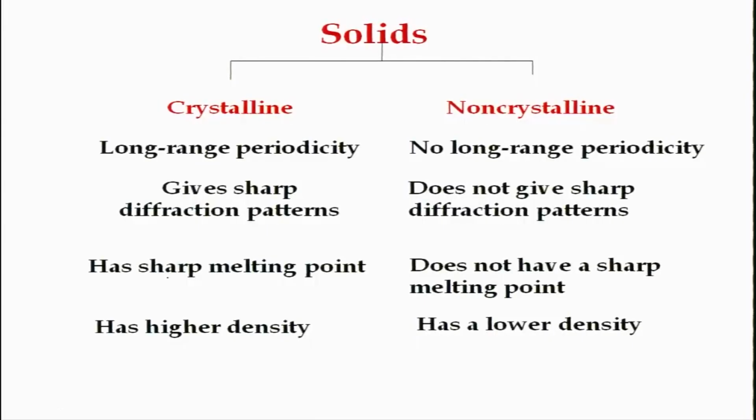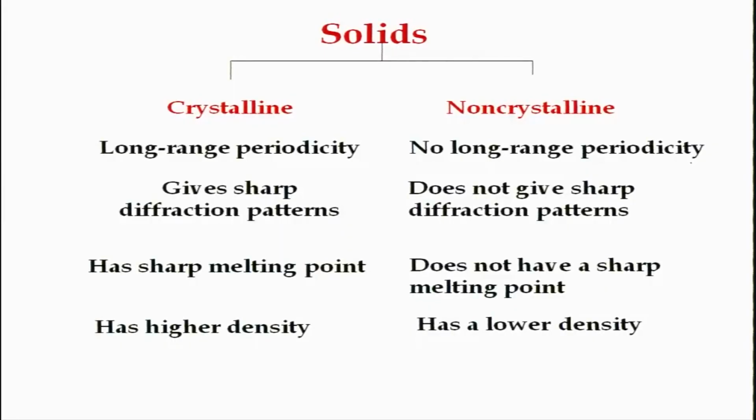On the other hand, non-crystalline solids do not have long range periodicity. Examples are amorphous materials, glasses or polymers. Even many polymers do not have long range periodicity, which means the periodicity of atoms does not go beyond, let us say, a few tens of nanometers. It is just a few nanometers, and after that it is a different periodicity. As a result, if you examine them using X-ray diffraction, they do not give very sharp diffraction patterns. So, this is one distinction between crystalline and non-crystalline materials.